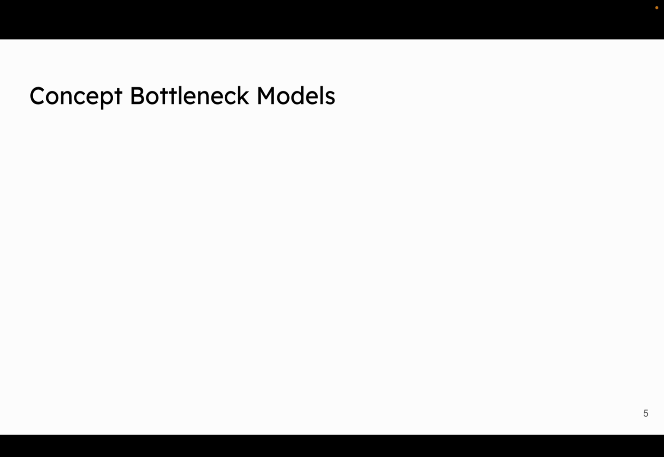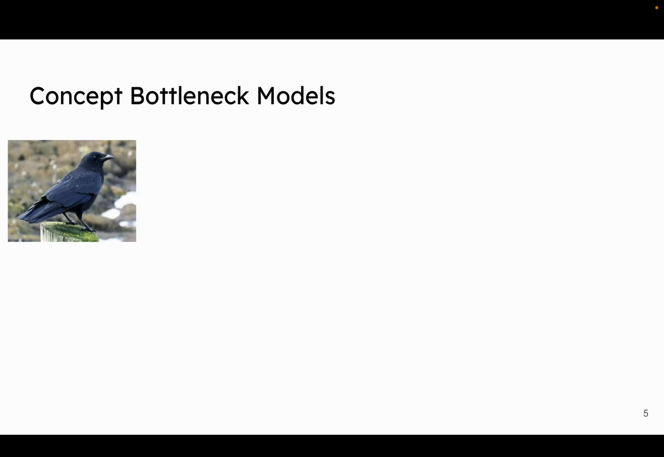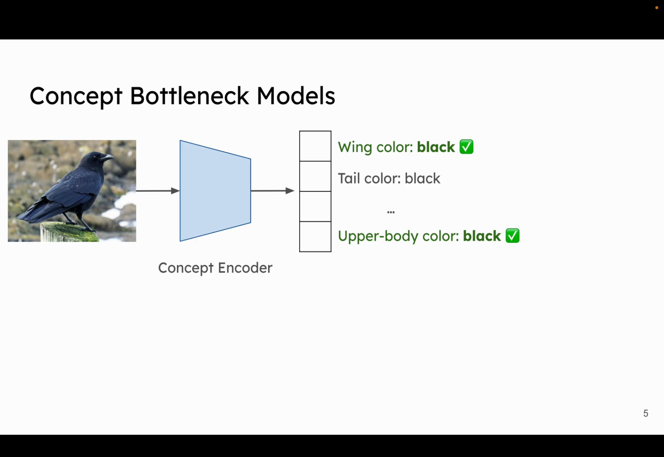In addition to improving interpretability, CBMs also allow users to correct the output of the model by intervening on incorrect concepts. Here, by manually setting the colors of wings and upper body to be black, the model can correctly classify the image to a crow.